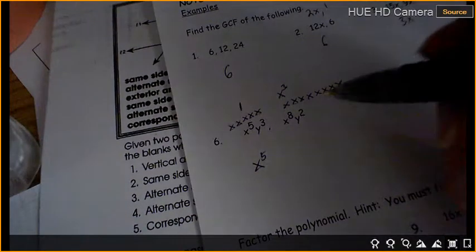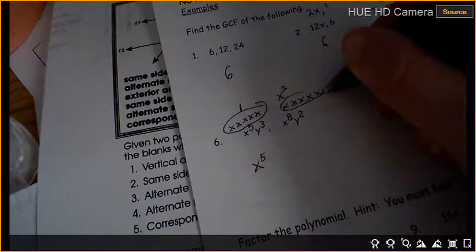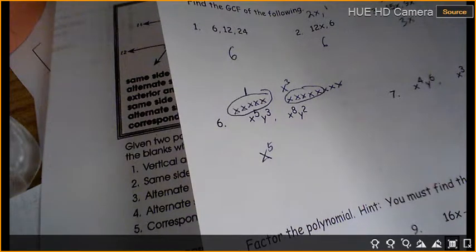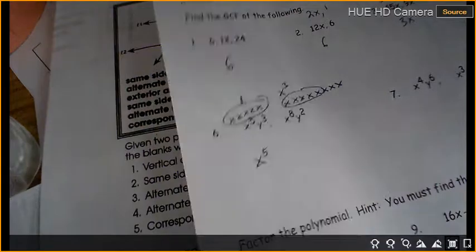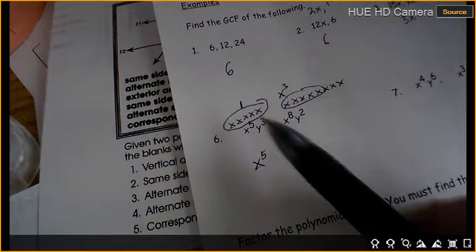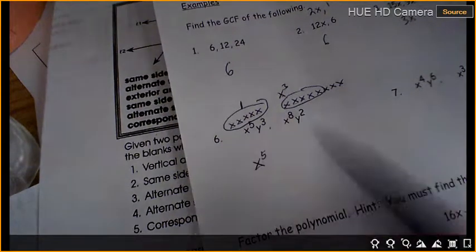So if we look, I can take out all 5 of these x's, and I can take out all 5 of these x's, and there's nothing, and then there's only so many left over. You're pulling them out. That's what's left. This is y to the 3rd, and this is y squared. So there's 3 of these y's, and there's 2 of these y's.